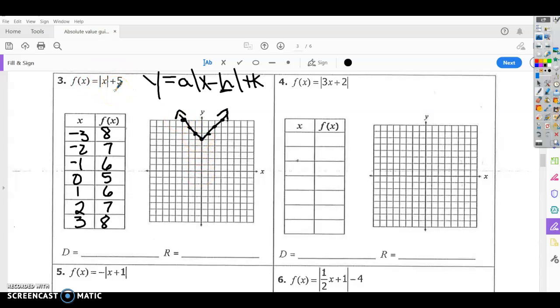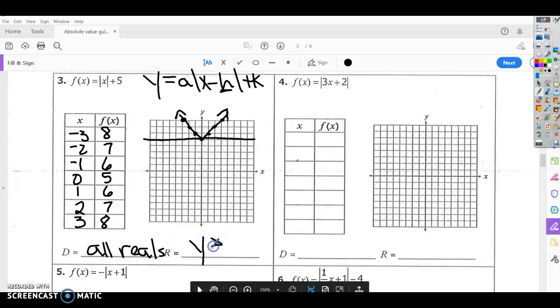Okay, so that is your absolute value. Again, it goes left and right both ways, so it's going to be all reals for your domain. And your range is going to be everything above the lowest point or the vertex, which is 1, 2, 3, 4, 5. So all y is greater than or equal to 5.